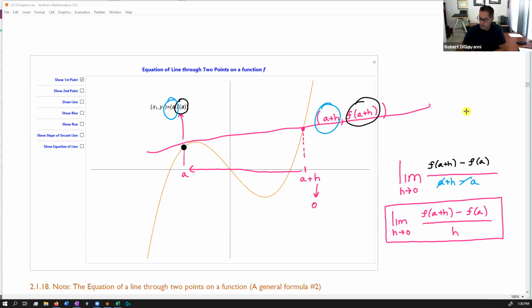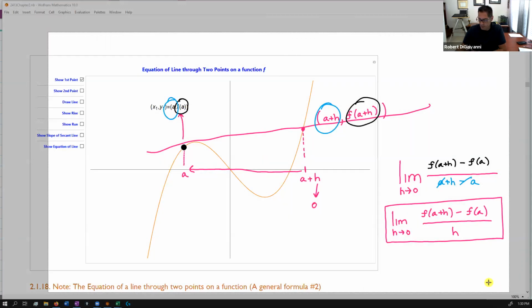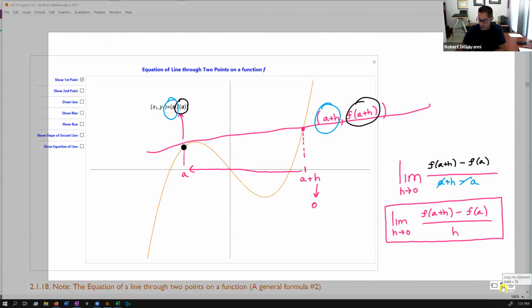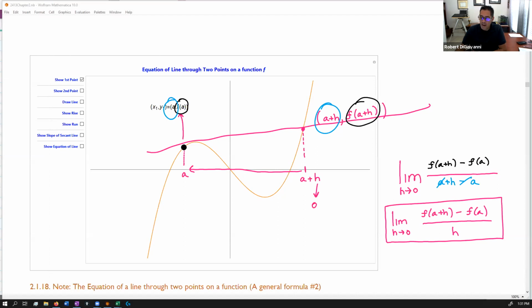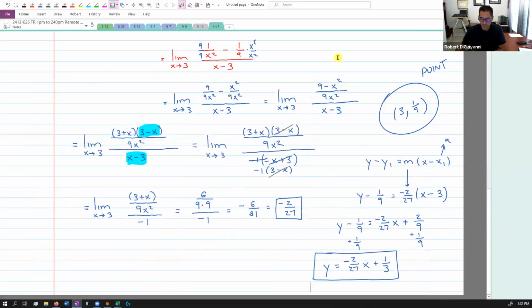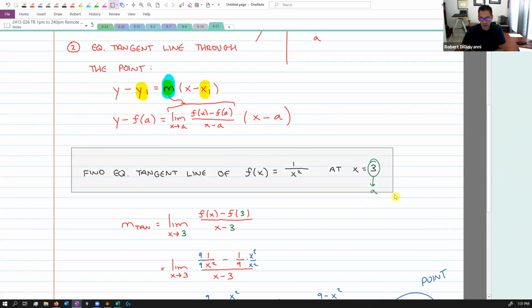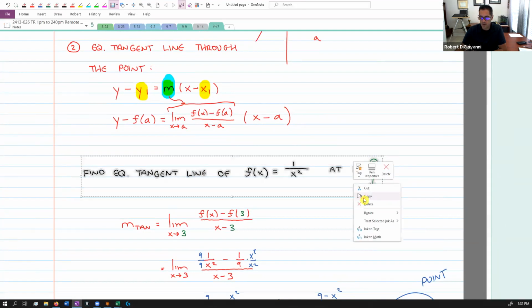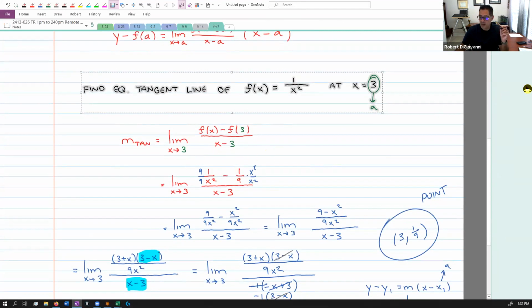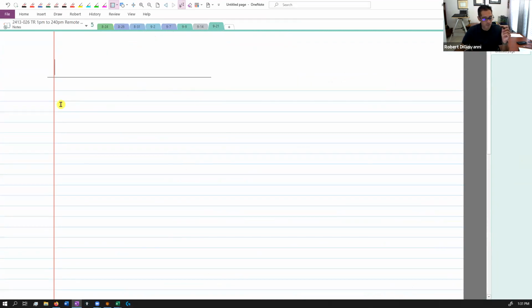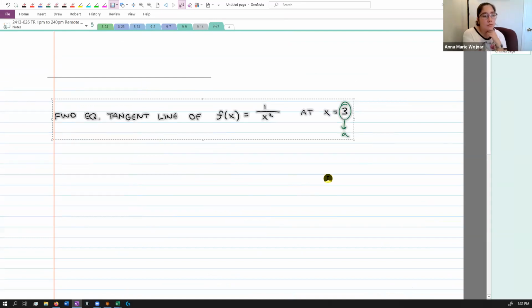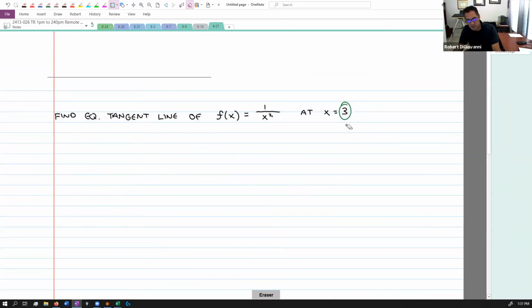And to prove it to you, let me do a quick screenshot of this. I'm going to go back to the notes, and I'm going to redo this problem right here. I'm going to redo it with our new formula. This new formula will also give us the slope of the tangent line. Let's prove that it will. And then we can talk about which was easier.